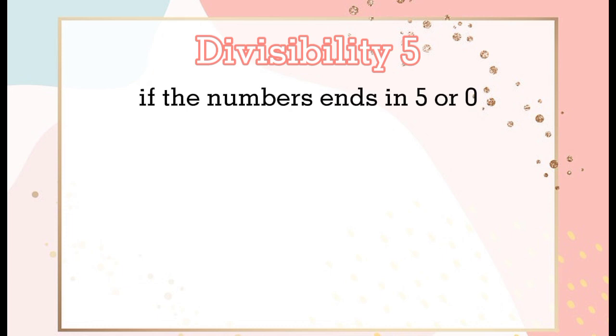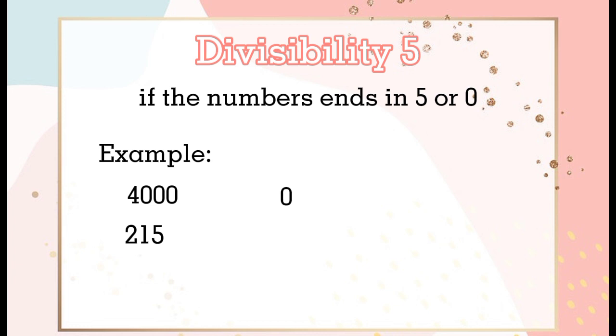Let's proceed to the divisibility rule for 5. A number is divisible by 5 if the number ends in 5 or 0. Example, 4,000. The last number is 0. Next is 215. The last number is 5. Next is 355. 355 ends with the number 5. That's why 355 is divisible by 5.